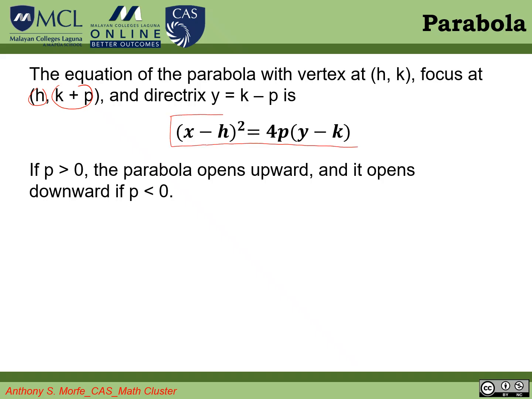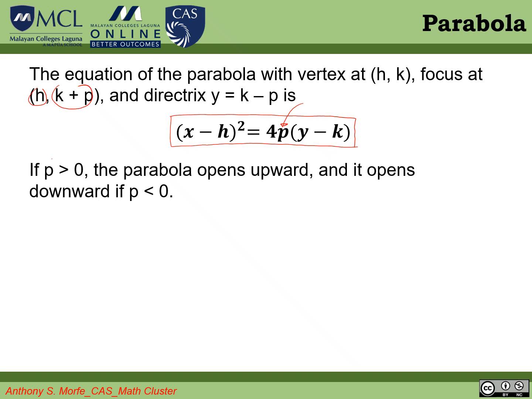So remember this formula, class. If you cannot derive it, memorize it. If p is greater than 0, so we have a factor here, which is p, the parabola opens upward. So this is the factor, class, that you need to see.